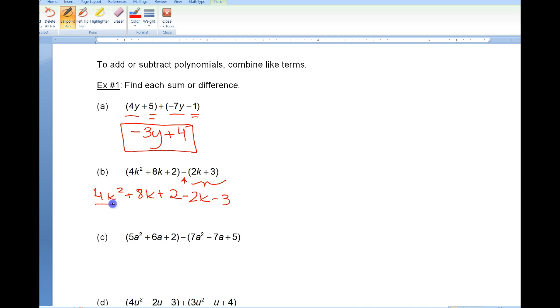Here I don't have another k squared, so that term is going to stay just as it is. But then here I have 8k minus 2k, so I'm going to combine those together. 8k minus 2k is 6k. And once I finish it, I'm going to cross it out so I know I'm done. And then I have 2 minus 3, which is negative 1. So 4k squared plus 6k minus 1. That is my final answer. I can't combine any other terms.